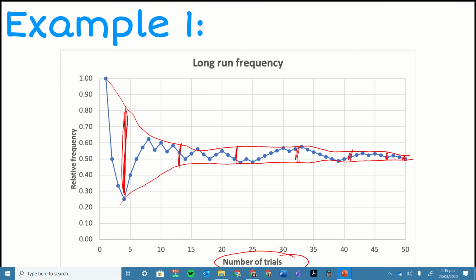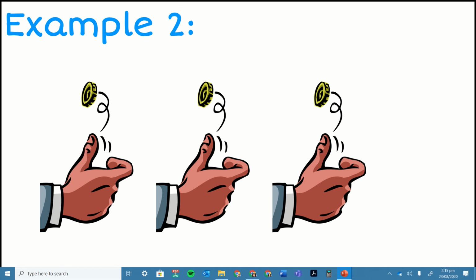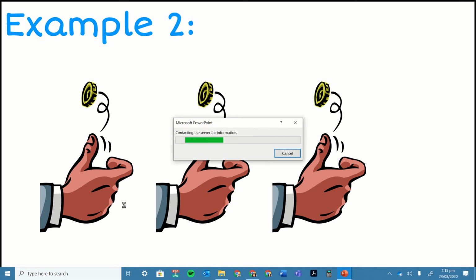That's because the more data we have, the better our precision is going to be. And you'll notice that the blue line is getting closer and closer to this value of 0.5. So that's what the long run relative frequency would be: the value that it's heading towards. So let's have a look at an example and actually do one in full.